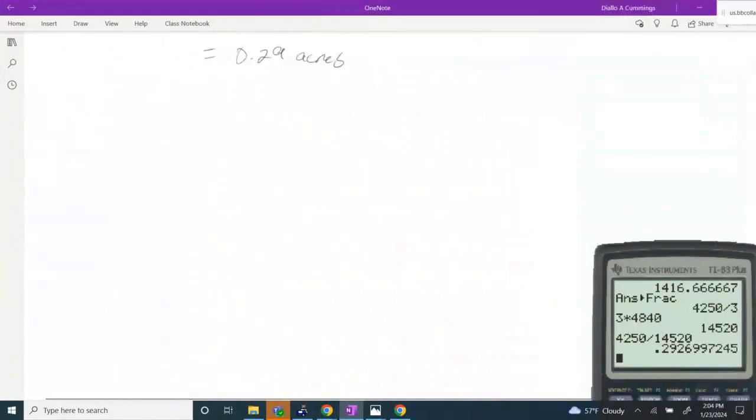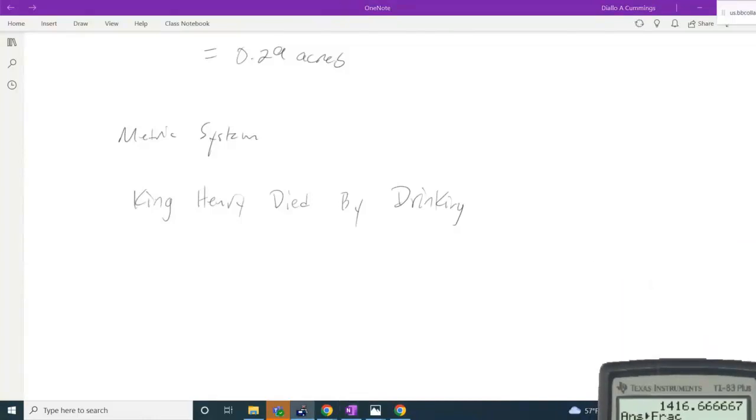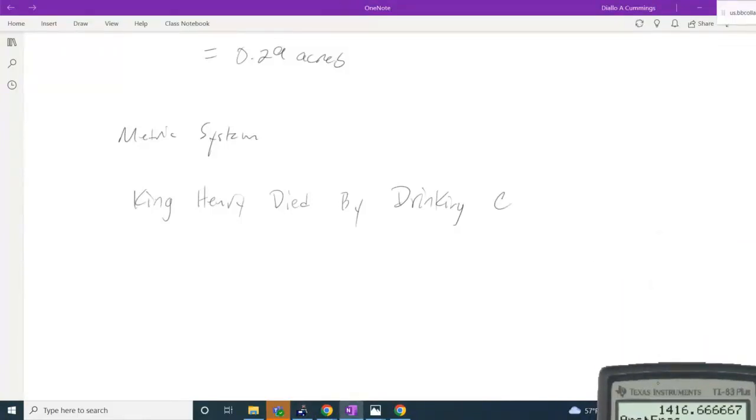I don't know how many people have heard of this, but there's a little saying for the metric system. King Henry died by drinking chocolate milk. Anybody ever heard of that before?